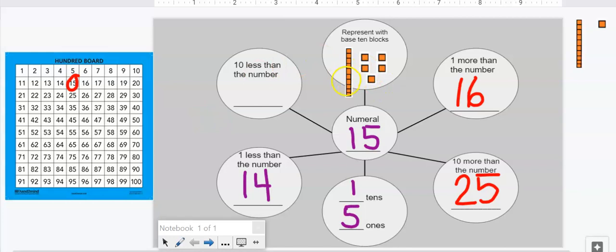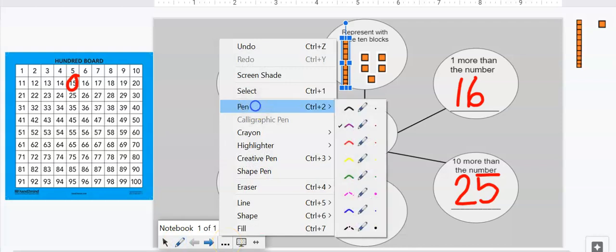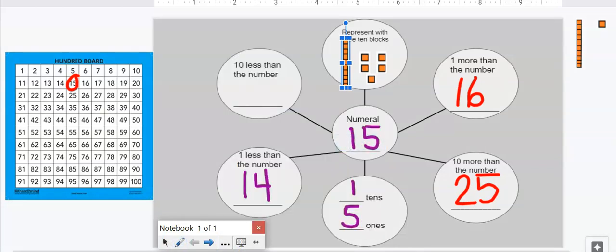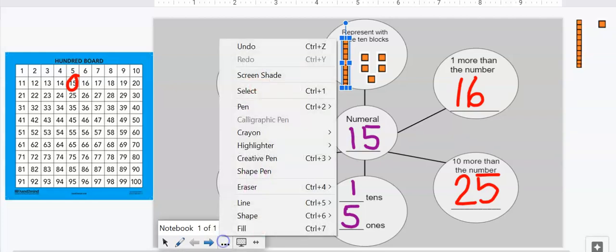So now let's look at our base 10 blocks. If I have 15 and I have 10 less, how many do I have? That's right, I have 5. So I'm going to move that back. So let's look at our 100 board. If I have 10 less, how many do I have? That is correct. I have 5. Great job, boys and girls. Are you ready to do another one?